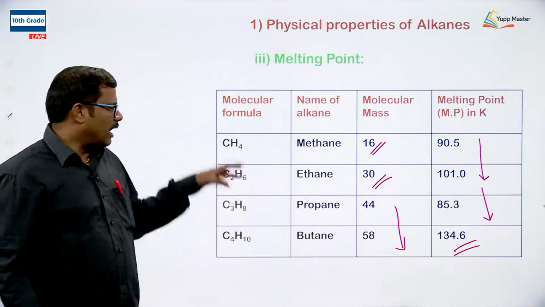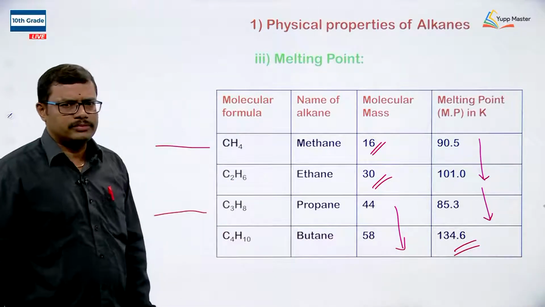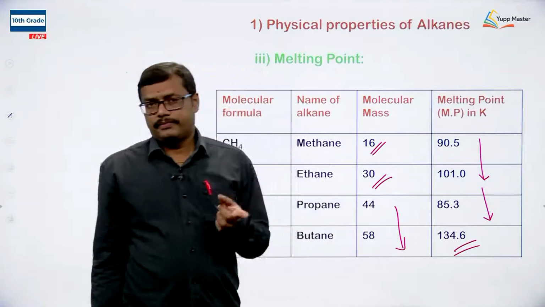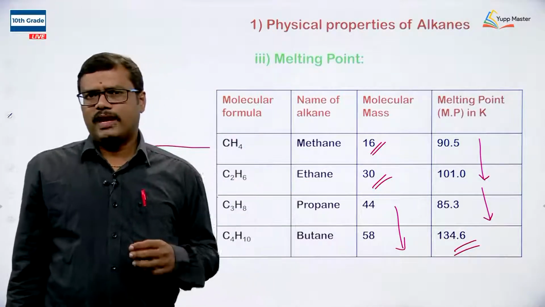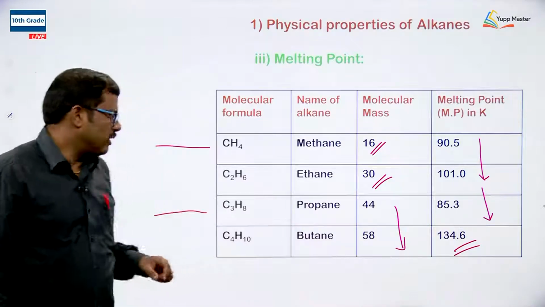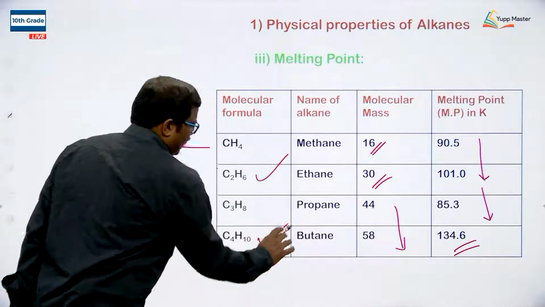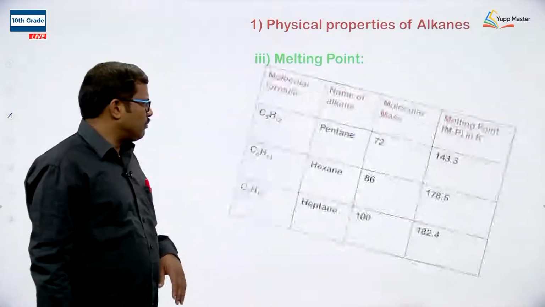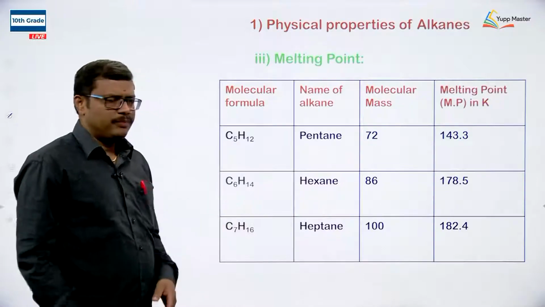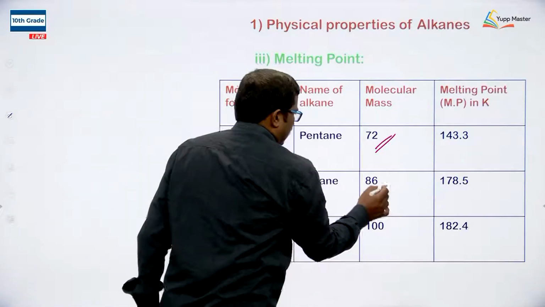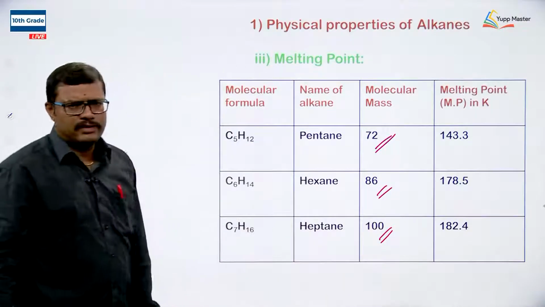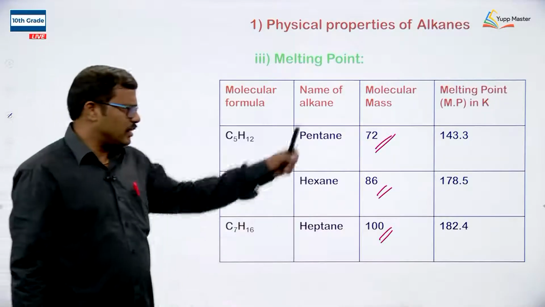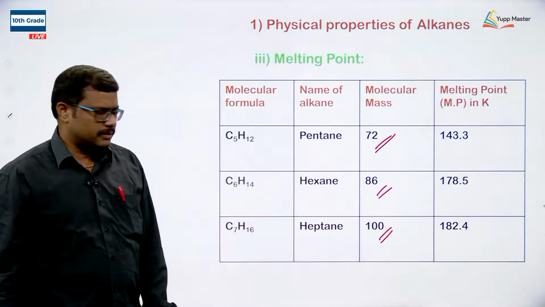In other words, alkanes having an odd number of carbon atoms have less melting point values, whereas alkanes having an even number of carbon atoms have higher melting points. Let us also compare with the higher members, C5, C6 and C7. Here, if you observe pentane, hexane and heptane, the molecular masses are 72, 86 and 100 respectively, and their melting points are all given in Kelvin temperature.